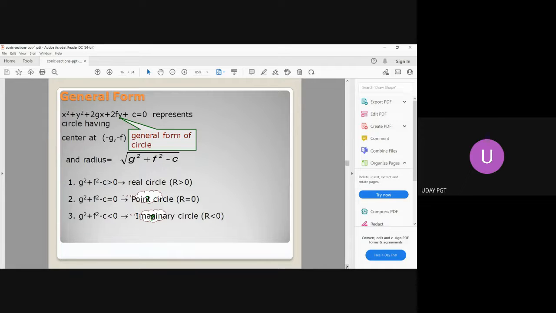When the equation of the circle is given in this form, by using the completing square method you can extract it into the form (x minus h) whole square plus (y minus k) whole square equals r square. You can find the radius and center from that, but directly, you need to compare with the given equation to find g and f.